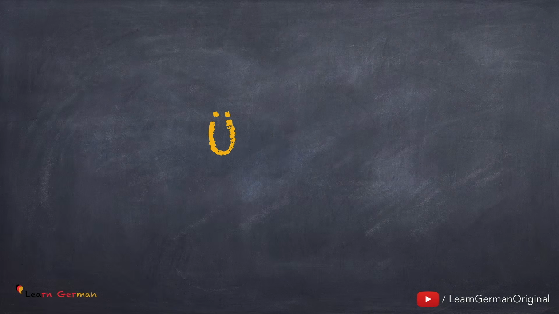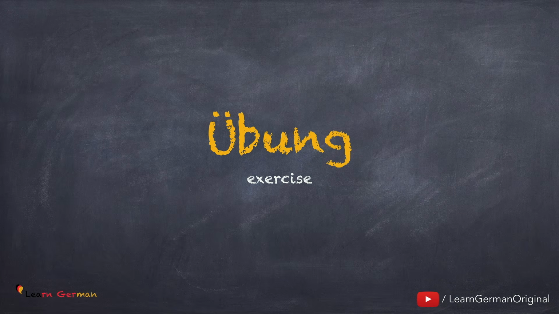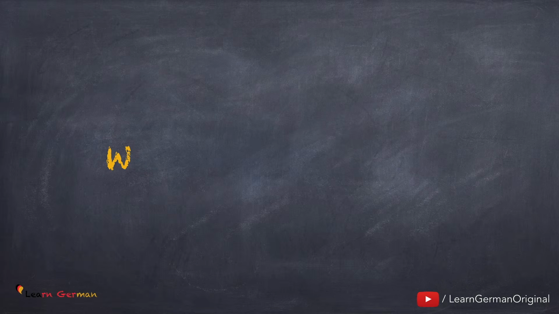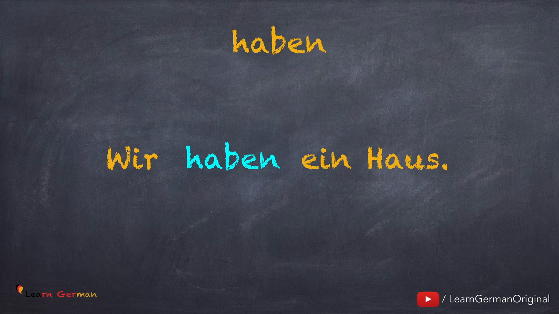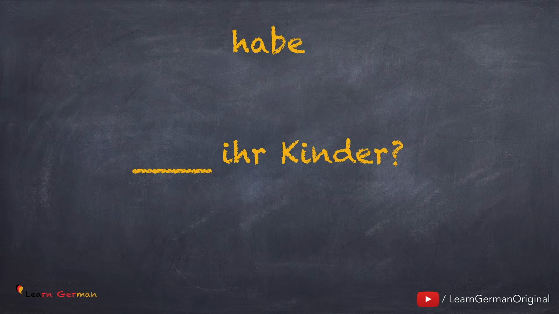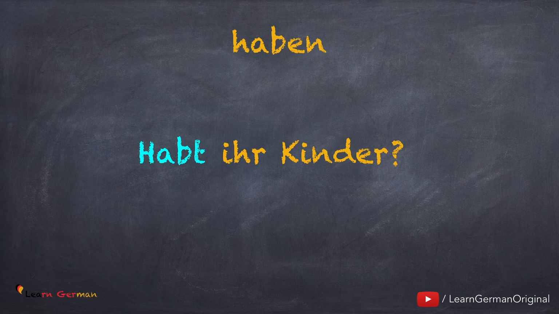Now it's time for an exercise. Übung. You have to conjugate the verb and fill in the blank. Here's the first one. The verb is haben and the subject is wir. So your answer should be Wir haben ein Haus. Let's look at the second one. Here the verb is haben and the subject is ihr. Hence your answer should be Habt ihr Kinder?